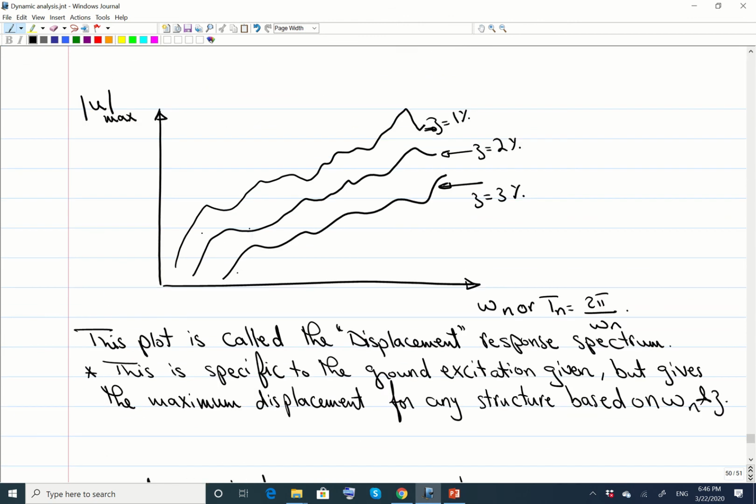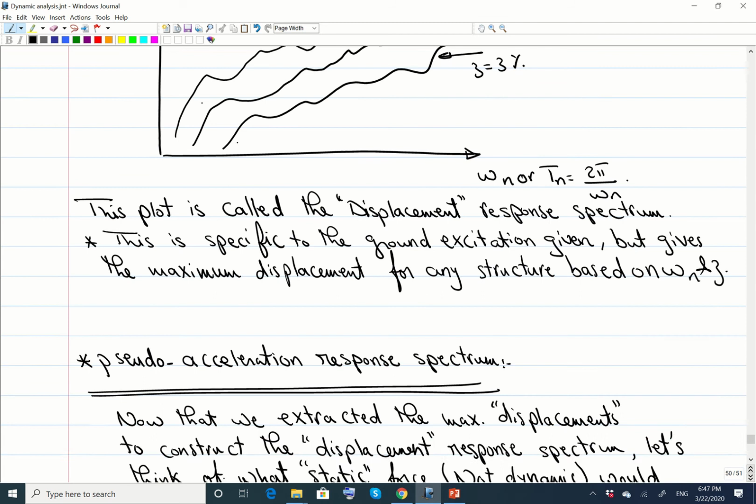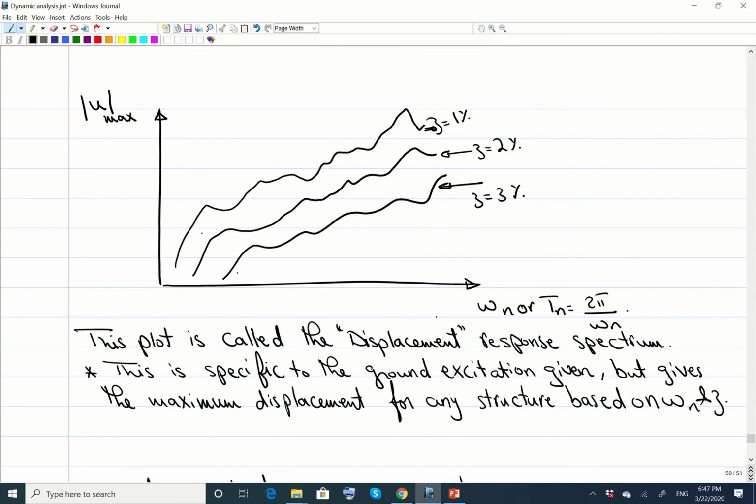So what does this mean? It gives you the maximum displacement that you should design your building to sustain under a design earthquake, not El Centro, not any other earthquake, a design earthquake that is larger than all of those, with some factor of safety.